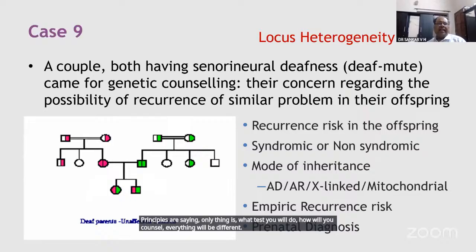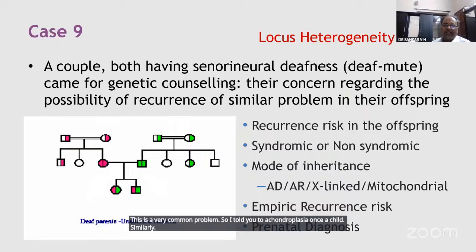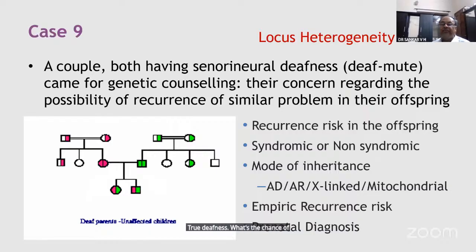And the last case: a couple, both having sensorineural deafness, deaf mute, came for genetic counseling. They are concerned about the possibility of recurrence of a similar problem in their offspring. It's a very common problem. So I told you about two achondroplasia, what's the chance? Similarly, two deaf parents, what's the chance of recurrence risk in the baby?